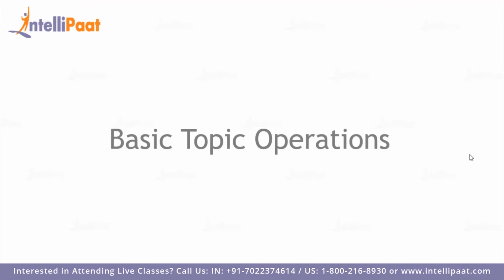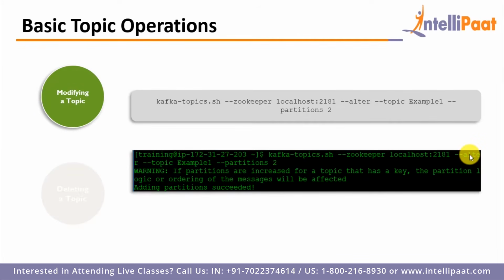Now we'll look at some basic topic operations. Let's see how we can modify a topic. To modify a topic, we just have to use the alter topic command. This is the entire command, but the main thing to keep in mind is that you just have to type in alter topic. It is kafka-topics.sh --zookeeper, listening through this port over here, 2181. After that, I'll type in --alter --topic, and then I'll give the name of the topic which I want to alter. This is the name of the topic, example1. Initially when we had created this example, since it was a single broker setup, the number of partitions was equal to 1.